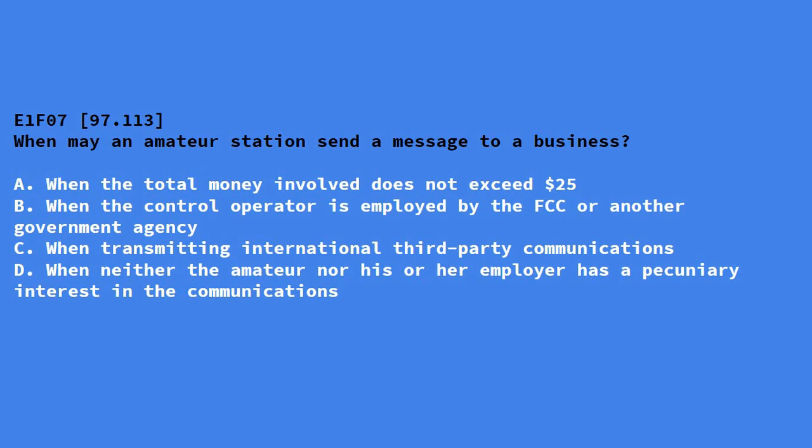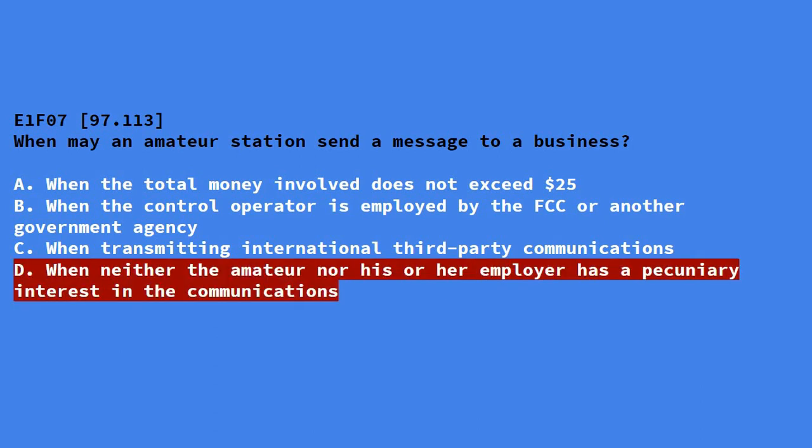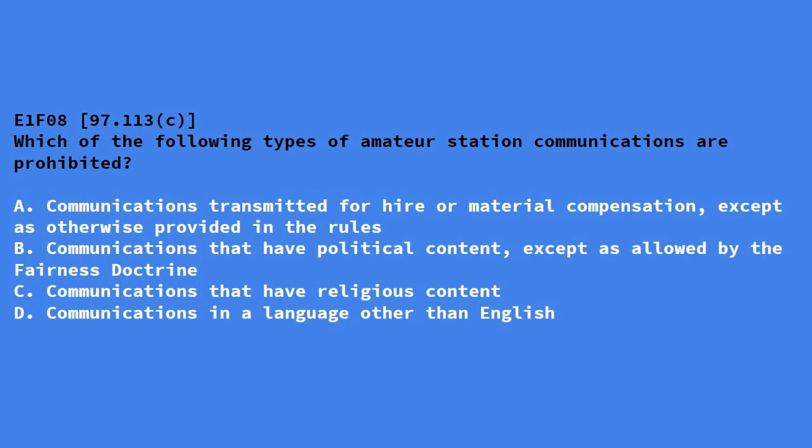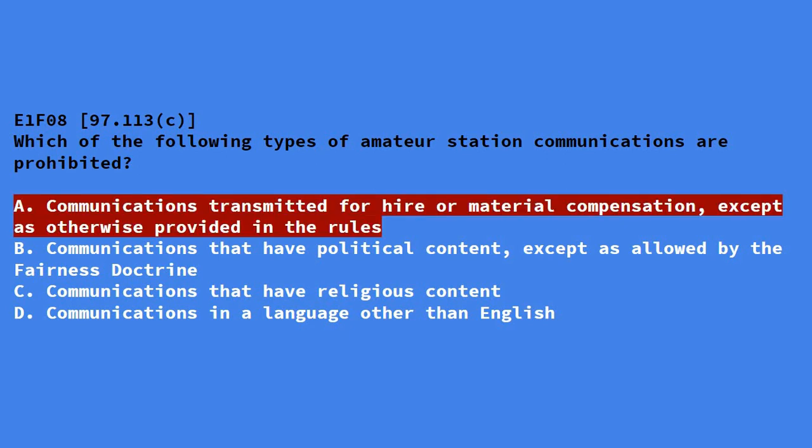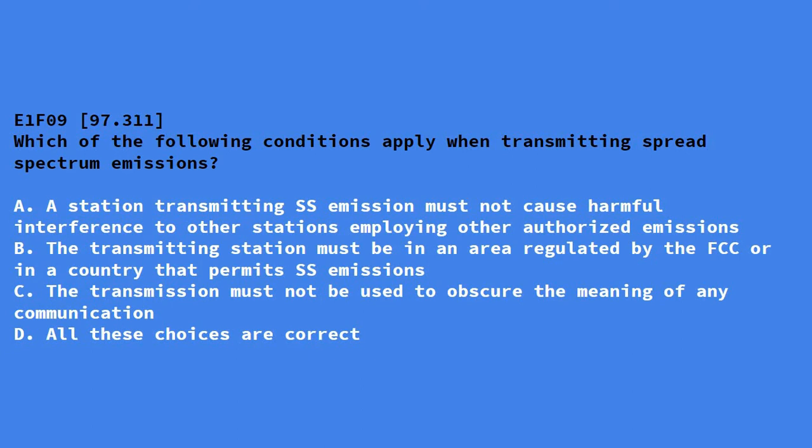E1F07, when may an amateur station send a message to a business when neither the amateur nor his or her employer has pecuniary interest in the communications? E1F08, which of the following types of amateur station communications are prohibited? Answer is communications transmitted for hire or material compensation, except as otherwise provided in the rules. E1F09, which of the following conditions apply when transmitting spread spectrum emissions? Answer here is D. All of the choices are correct.